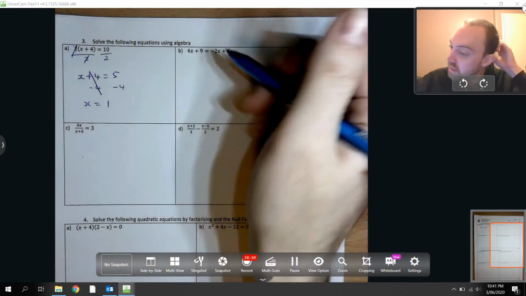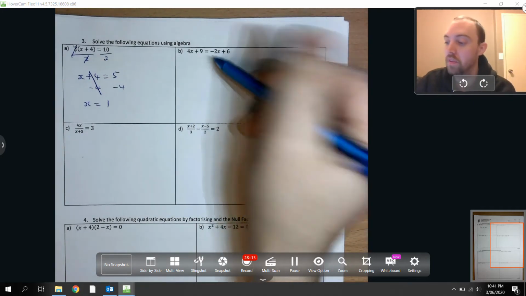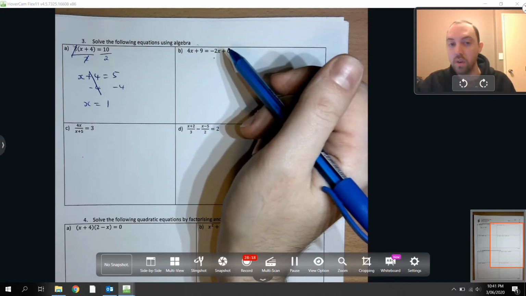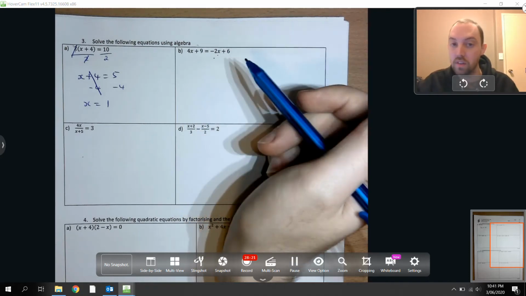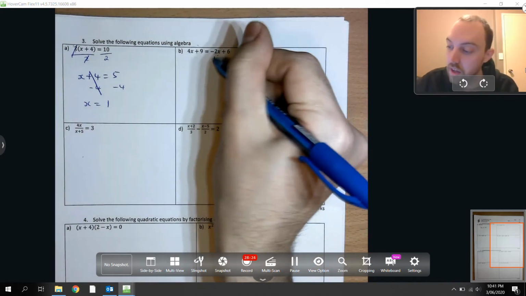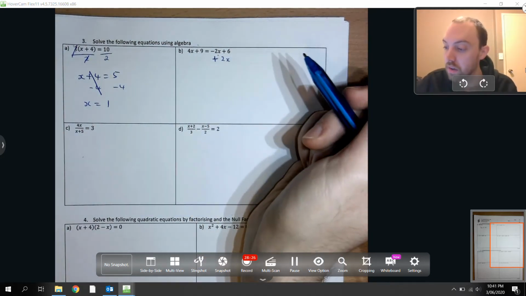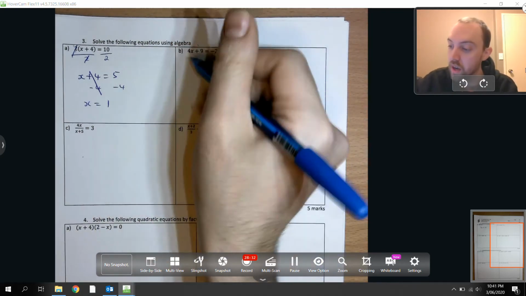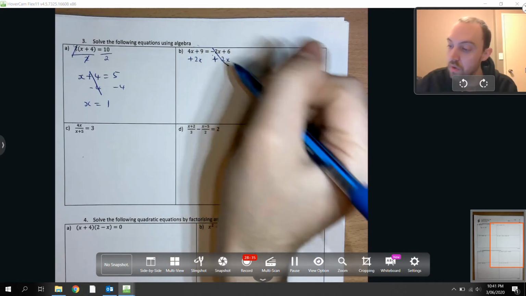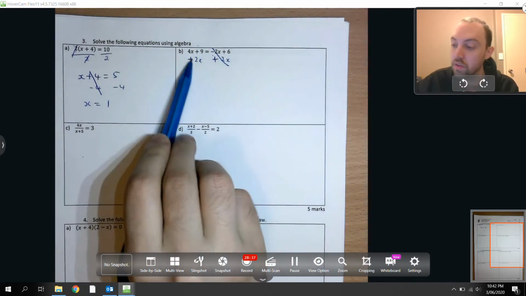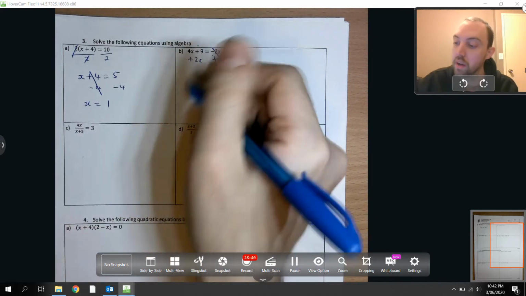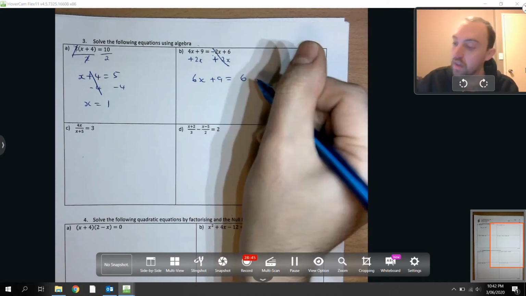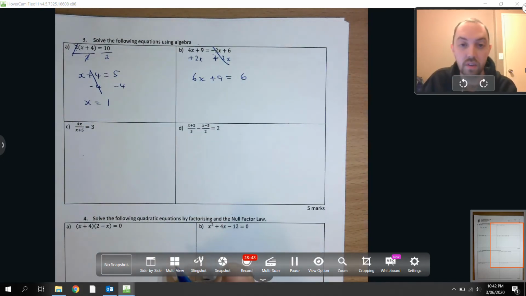As people like to say, okay, but we need to do the opposite. So you can't just bring the negative 2x to this side. You have to undo the negative 2x on this side. So what is the opposite of negative 2x? It's positive 2x. Alright, negative 2x and positive 2x are going to cancel each other out, but whatever I do to one side, I do to the other. So I'm plussing 2x to this side. 4x plus 2x makes 6x. 6x plus 9 is equal to 6.